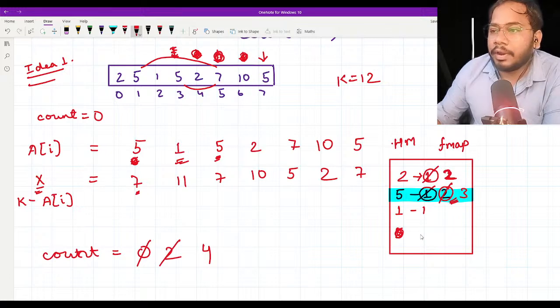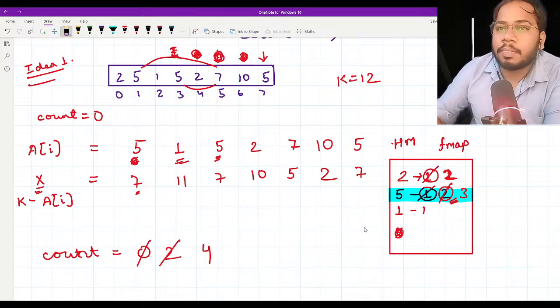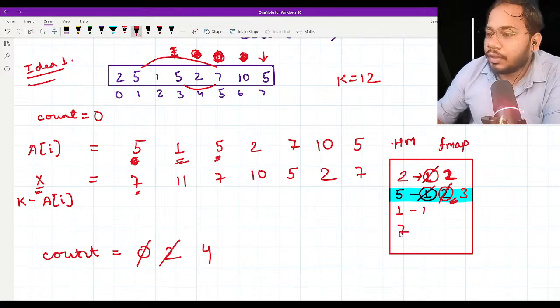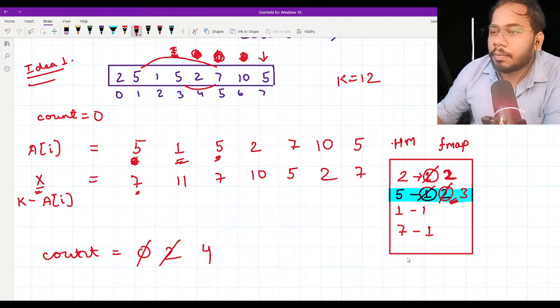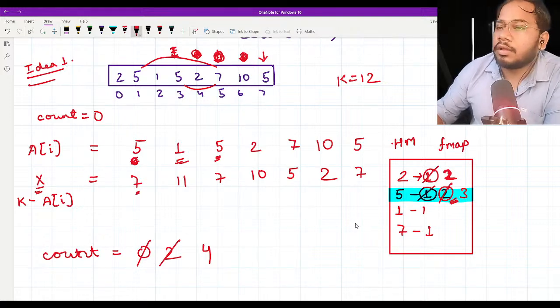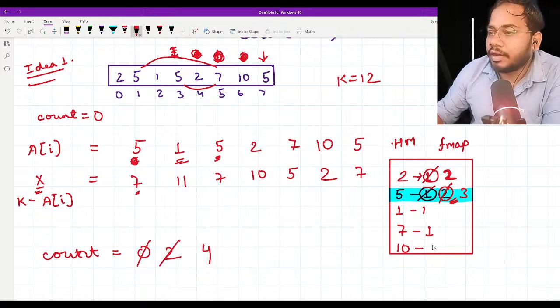I have made some mistake, right? Yes, I have made. 7 is present here, so we have not mentioned that 7 here. We have to mention that 7 once. And we have to mention that 10 as well, right?